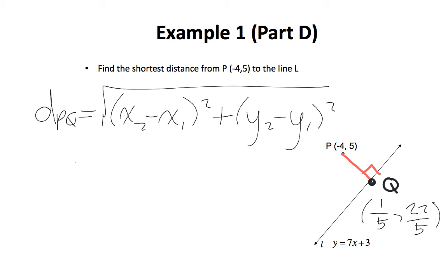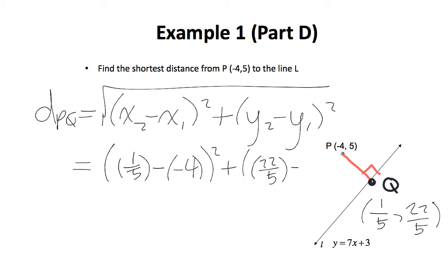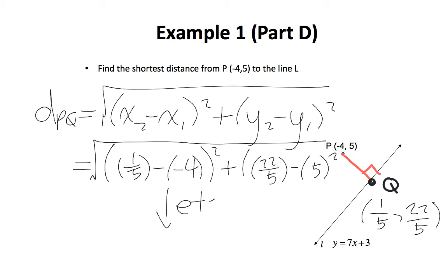At this point, all you need to do is substitute in your known values. So I'm going to use 1 over 5 here and negative 4 over here. And I'm going to use 22 over 5 here and 5 over here. Again, you can do these calculations on your own, and you'll be able to find the shortest distance between P and the line L.